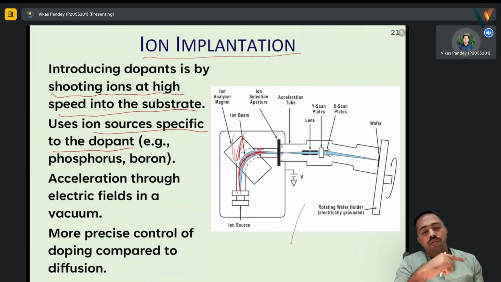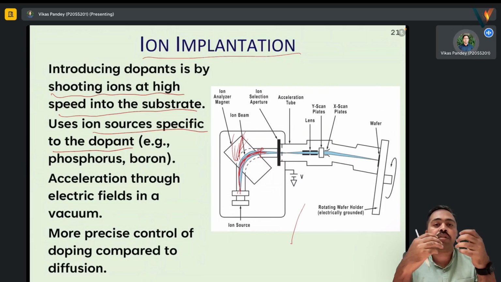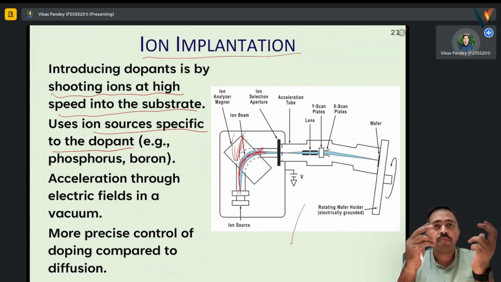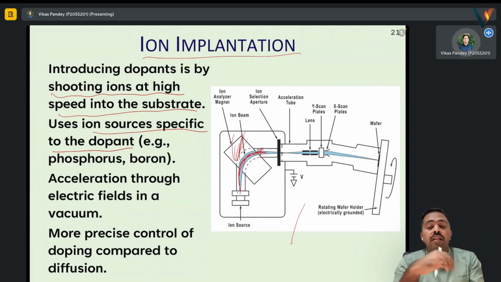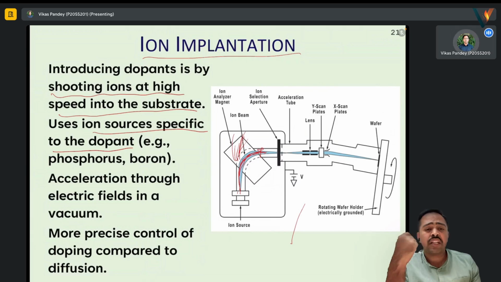In case of diffusion, we were relying on the concentration, and although the temperature was given, it may not reach all places uniformly, and there can be other factors, like the concentration getting obstructed due to shadowing of the mask and all. But in this case, no mask is required, ideally. We know point by point where we have to put the ions. This is more precise.